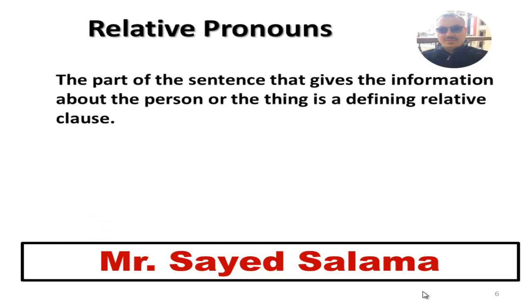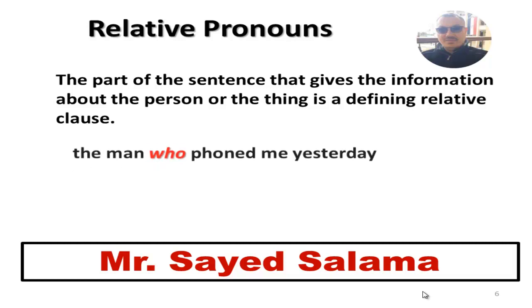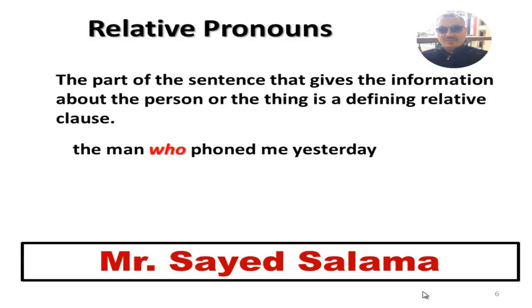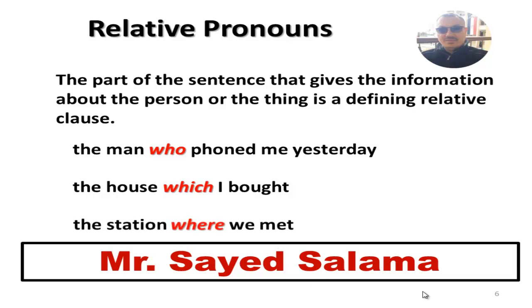The part of the sentence that gives the information about the person or the thing is a defining relative clause. For example, the man who phoned me yesterday. Who phoned me yesterday? This is called a defining relative clause. The house which I bought. Which I bought. This is also a defining relative clause. The station where we met. Where we met. This is a defining relative clause.